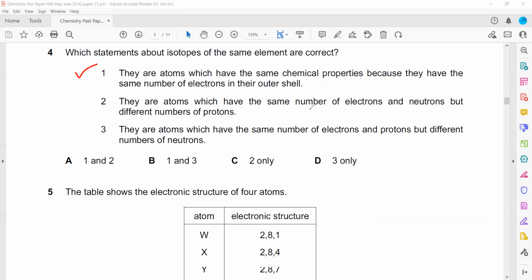They are atoms which have the same number of electrons and neutrons but a different number of protons. That is wrong. This is not the definition. Isotopes have the same number of protons and a different number of neutrons. So they have the same number of electrons and protons and a different number of neutrons. So 1 and 3 match. That's why B is the right answer.